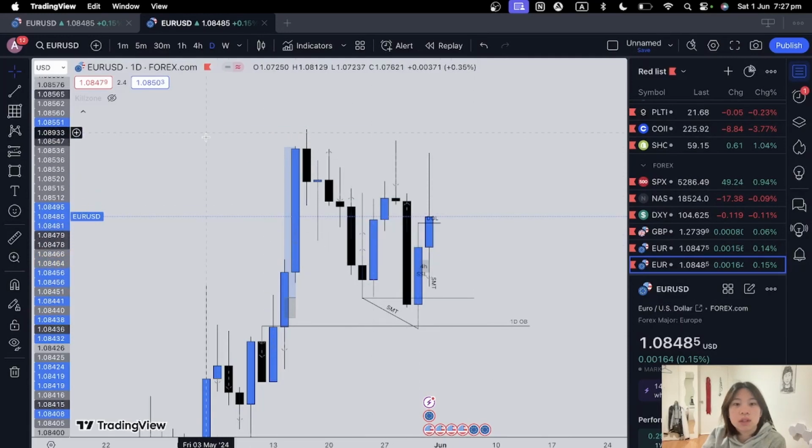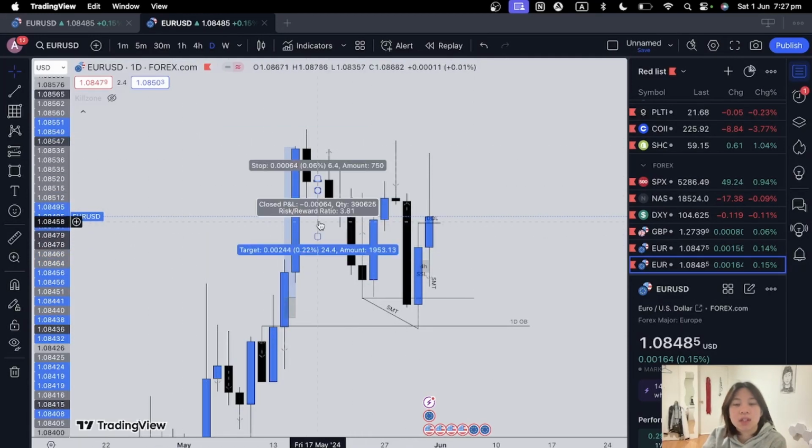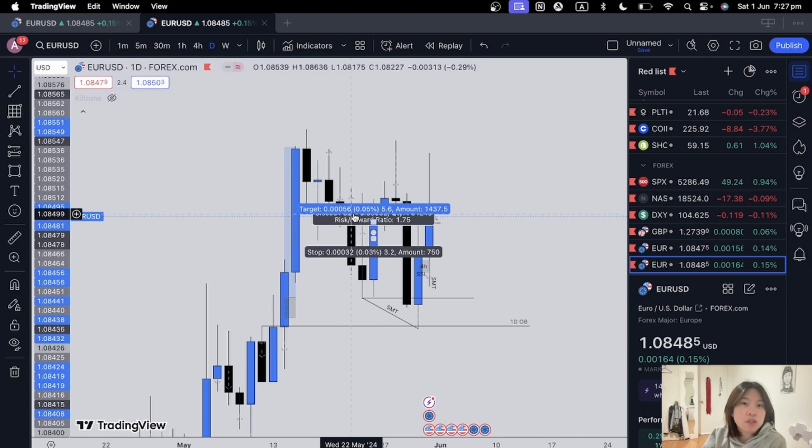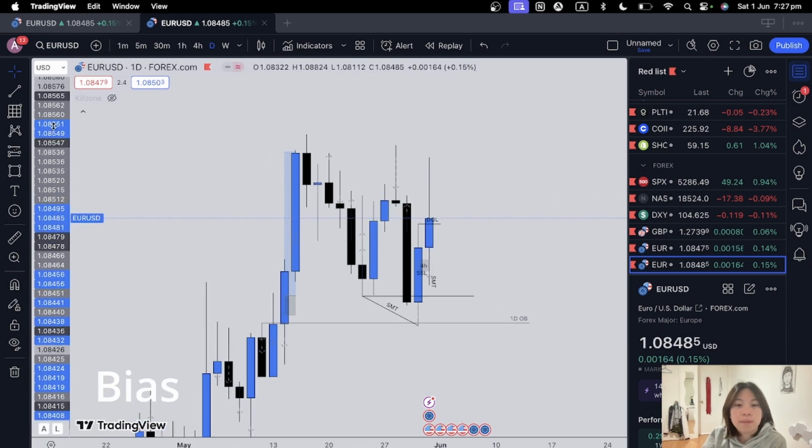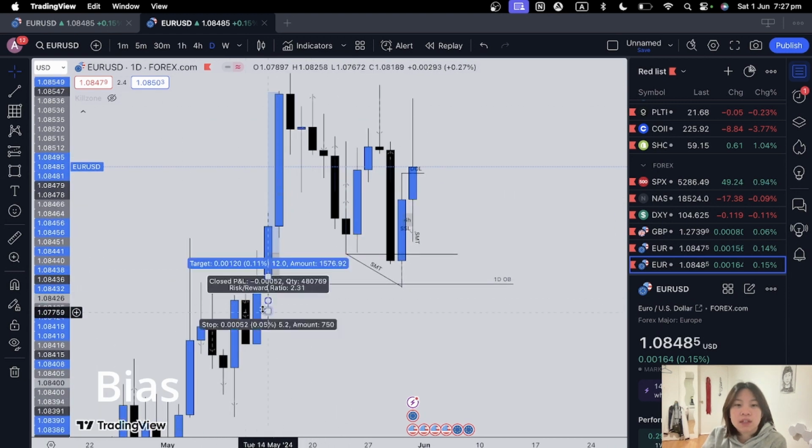Hi guys, so let's start today's trade analysis from yesterday's trade. That trade was from the 31st of May. We'll start by going on the daily. As you guys can see, we tapped into that daily order block right there.